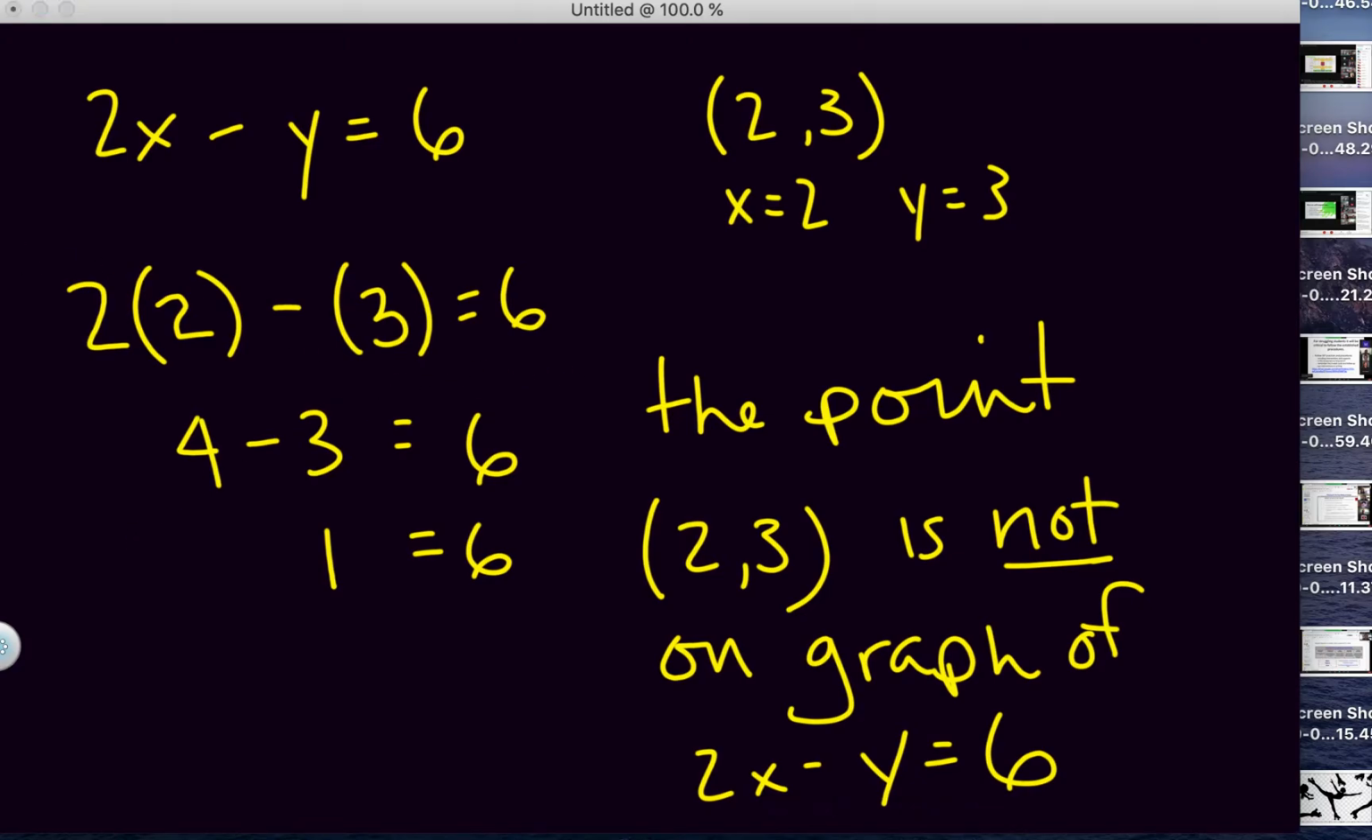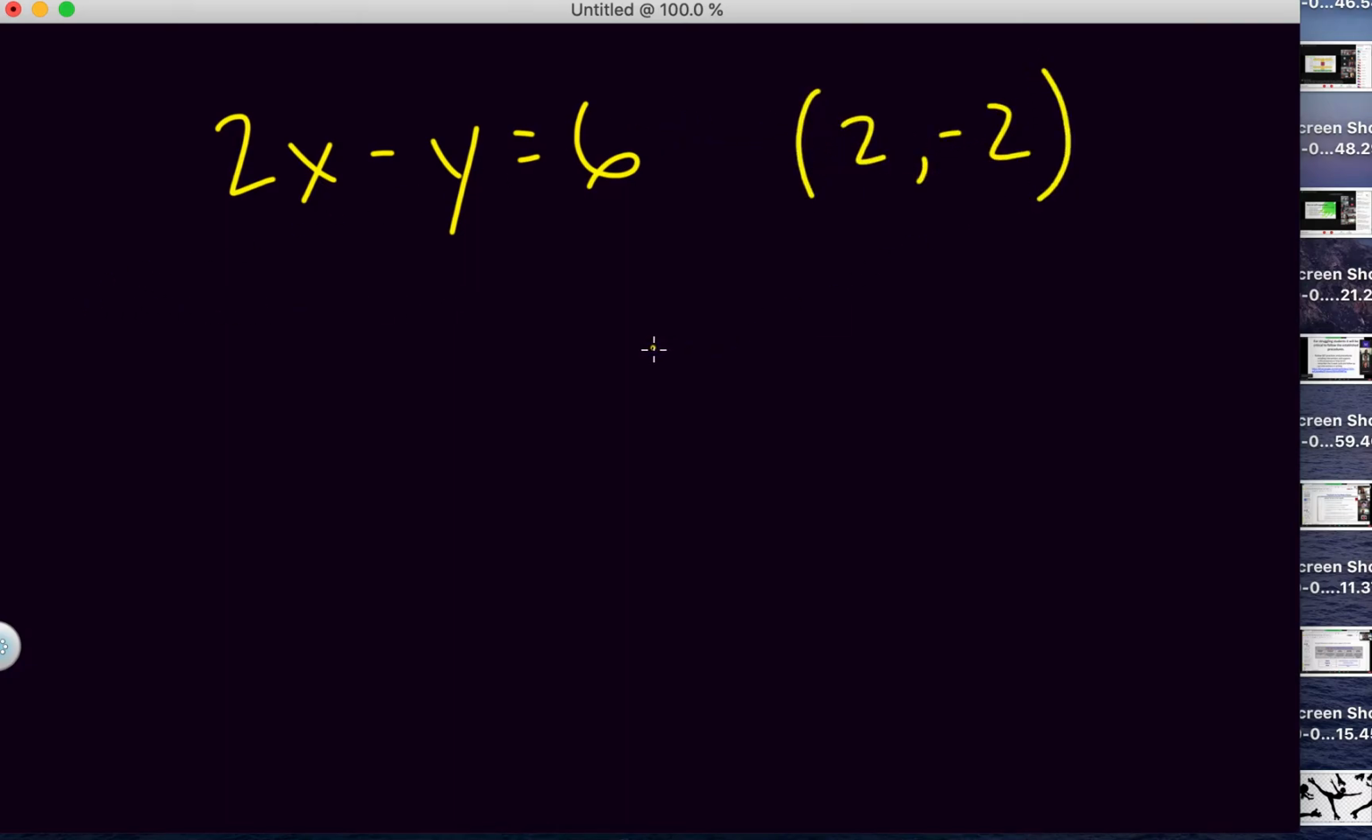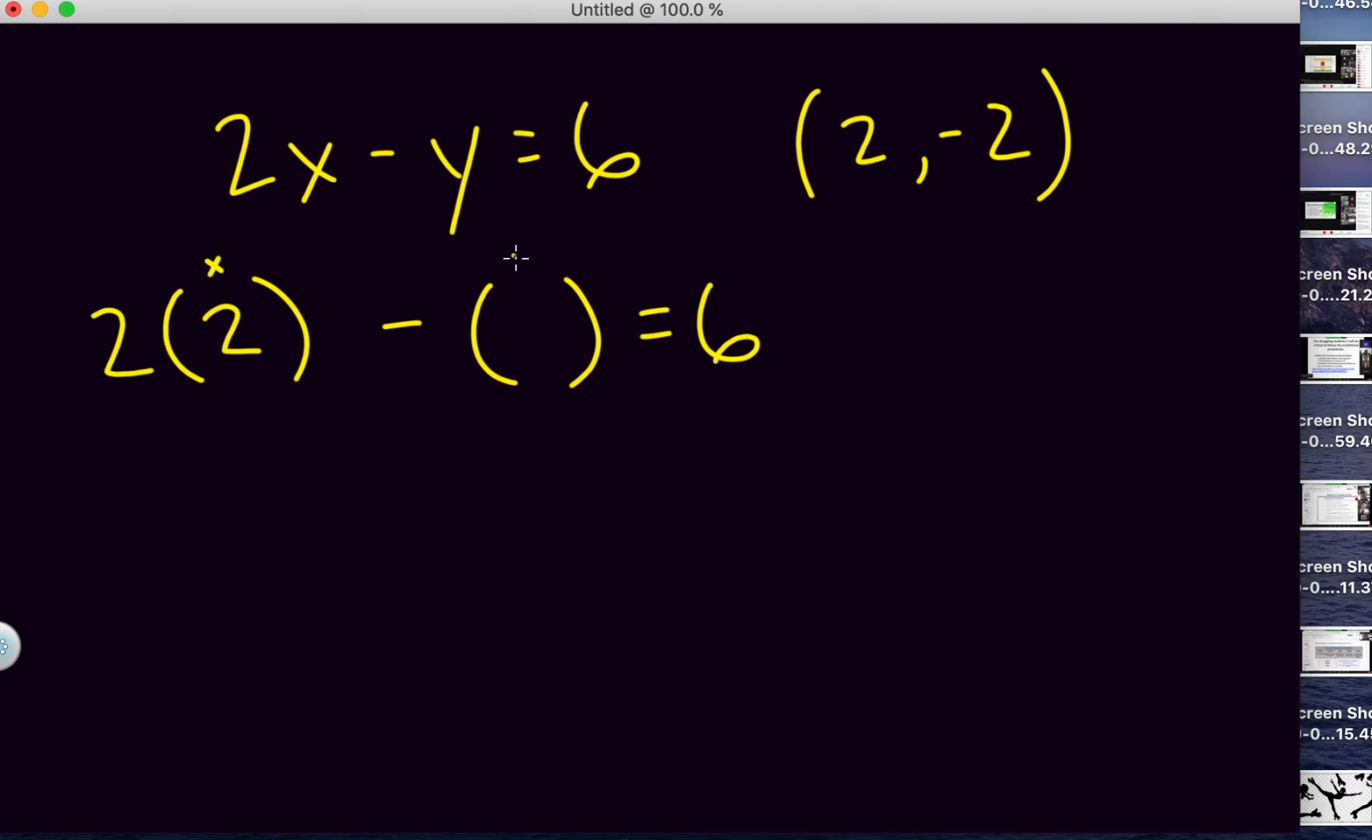Let's try one more. So again, with the same equation here, 2x minus y is equal to 6. Let's say we're trying to see whether the point (2, negative 2) lies on that equation. Again, 2x minus y equals the 6. I plug the x in, which is the 2. I plug in negative 2.